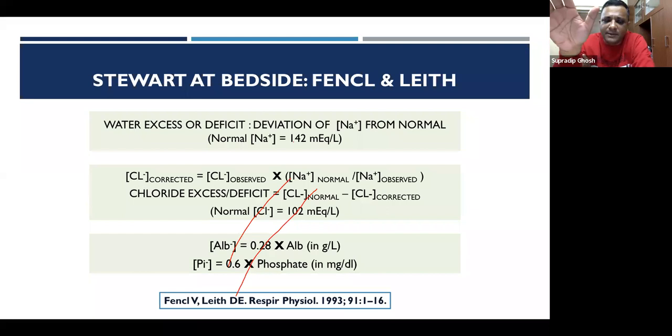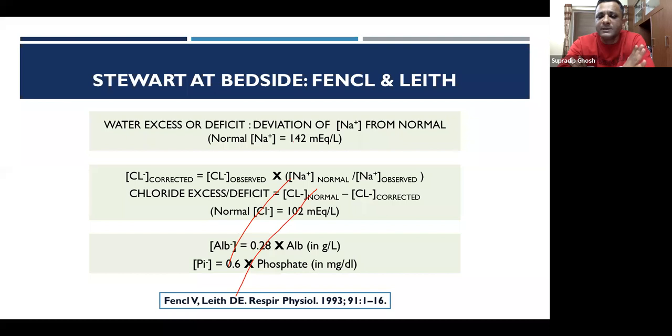The second component, according to this concept, is the chloride. Chloride needs to be corrected from the sodium value according to this formula. Corrected chloride is equal to the chloride observed times the normal sodium, that is 142, divided by the sodium observed.